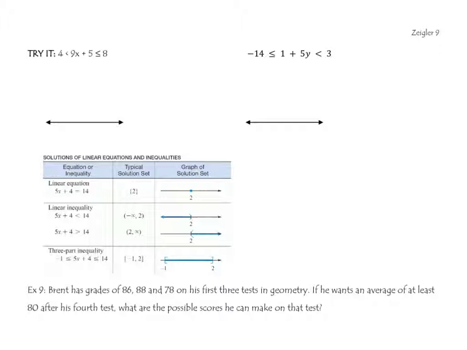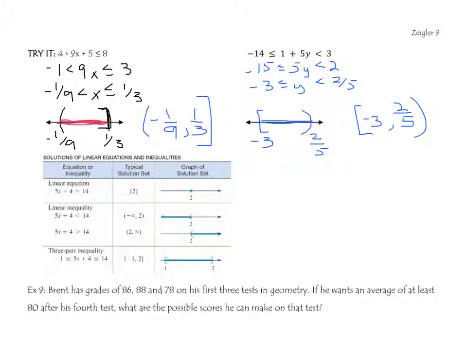So go ahead and work these two problems on page 9, the try it problems, and see if you come up with the correct answer. So the solutions are -1/9 with a parenthesis on the left and 1/3 with a bracket on the right for the first one, and for the second one -3 on the left and 2/5 with the parenthesis on the right. The -3 has a bracket.